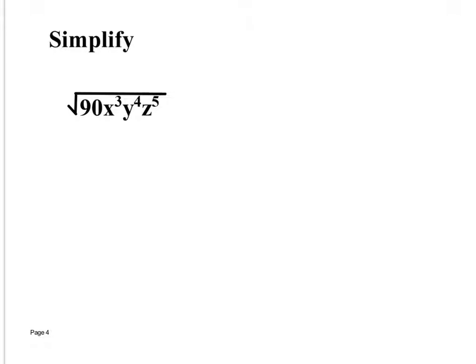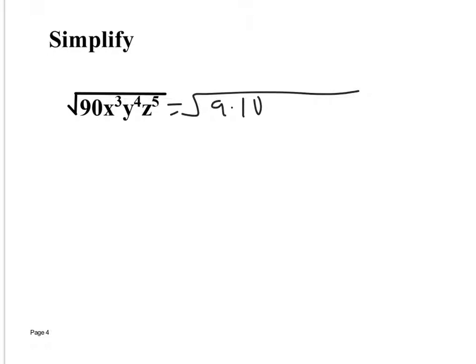Alright, so it asks us to simplify this: square root of 90 x cubed y to the fourth z to the fifth. Now we're going to write this the long way first, just so you get an idea of what's going on. 90, what could I break 90 into? 9 and 10. Okay, I would go 9 and 10. 9 is a square.